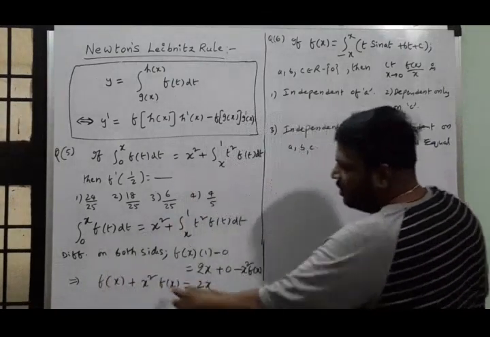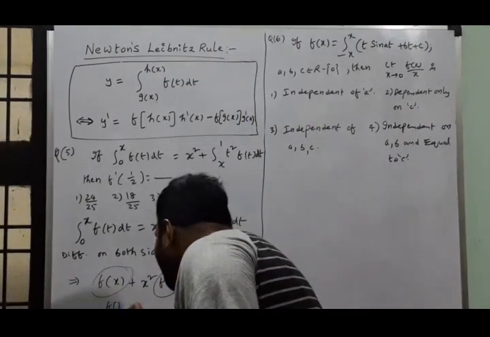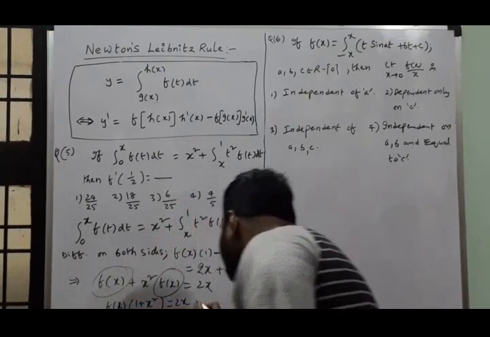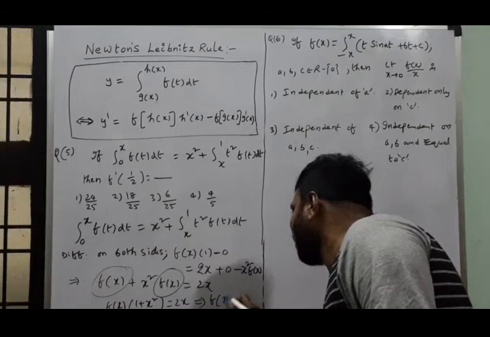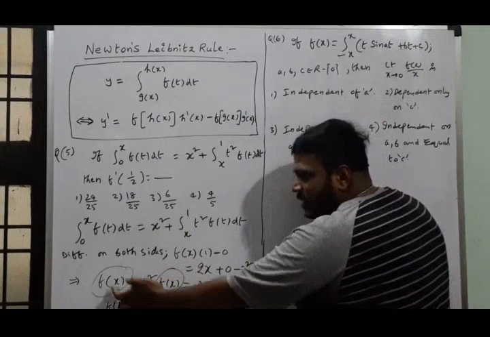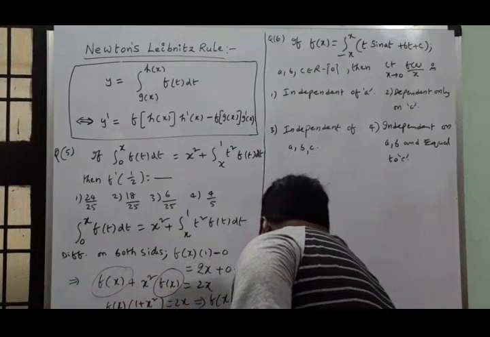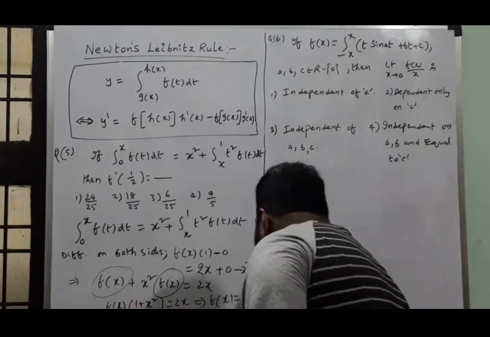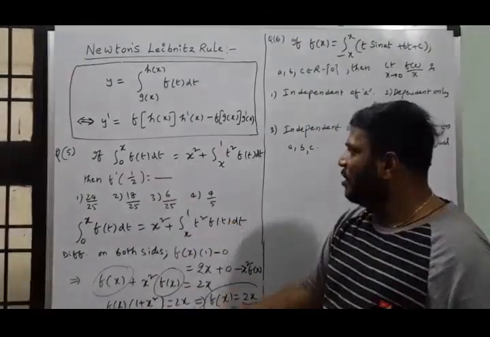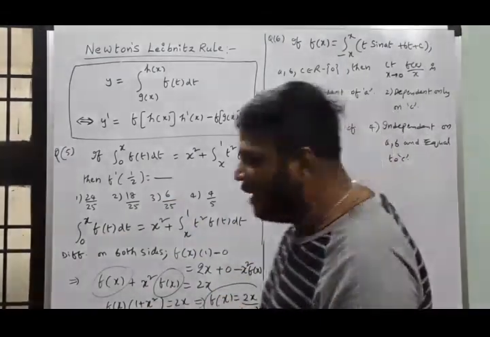You will get this equation. Now take f(x) as common. Then f of x into 1 plus x square is equal to 2x. From this, f of x is equal to 2x by 1 plus x square. This is our function. Now for f dash of 1 by 2, you have to differentiate this using the u by v rule.